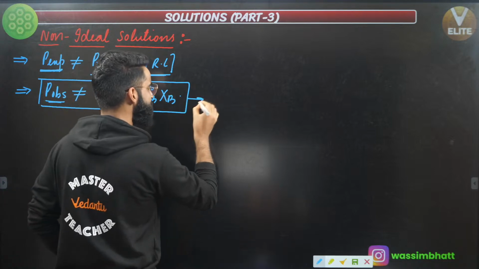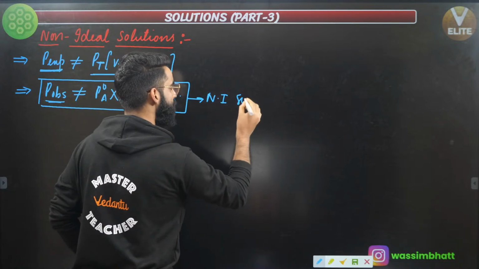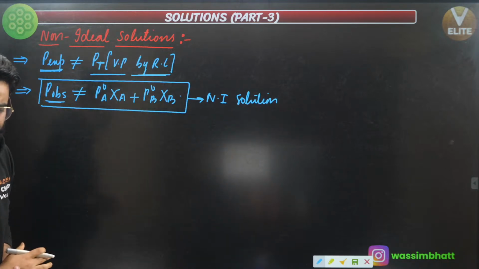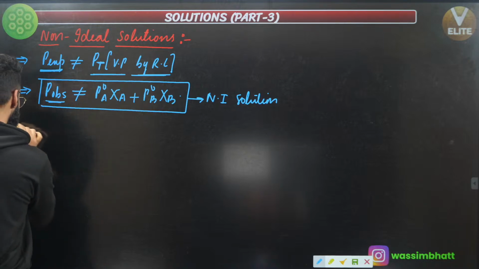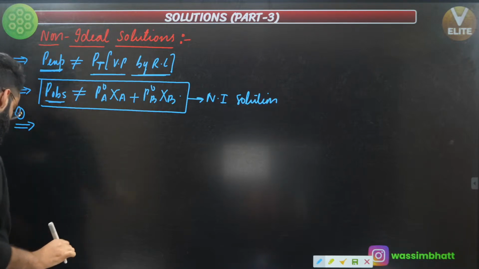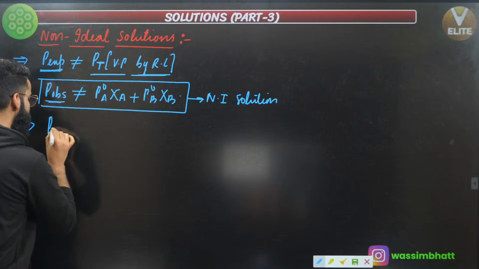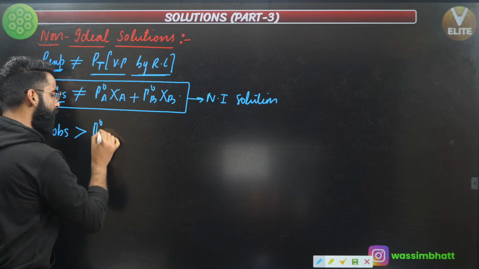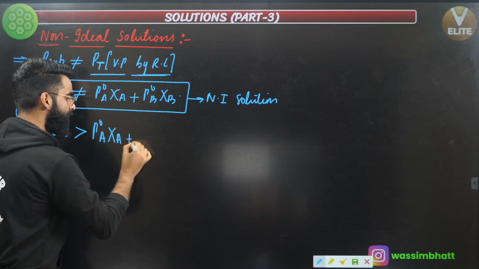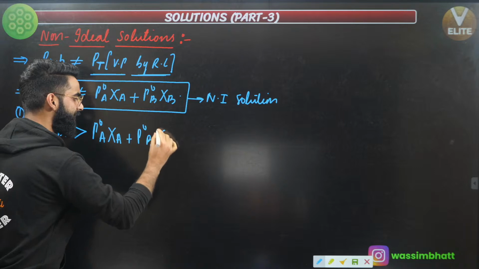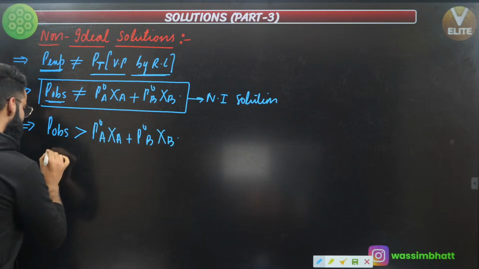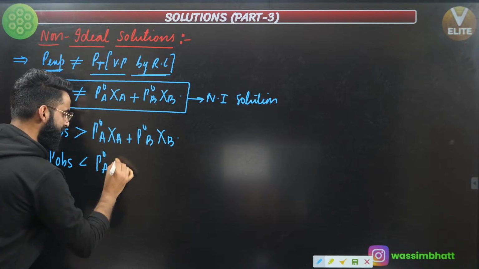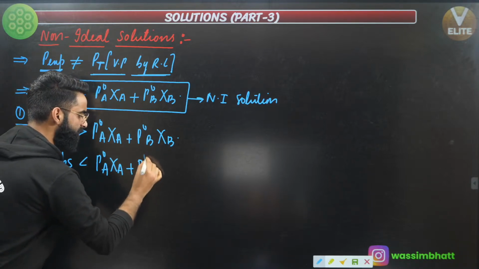We call that solution a non-ideal solution. Now, people, there are two things which can happen over here. The first case which I can generalize: the observed vapor pressure, that means the actual vapor pressure, can either be greater than P naught A chi A plus P naught B chi B, or the actual vapor pressure, which I call the observed vapor pressure, can be less than P naught A chi A plus P naught B chi B.